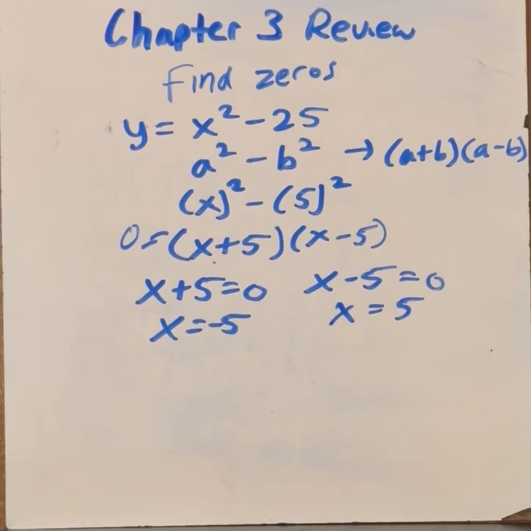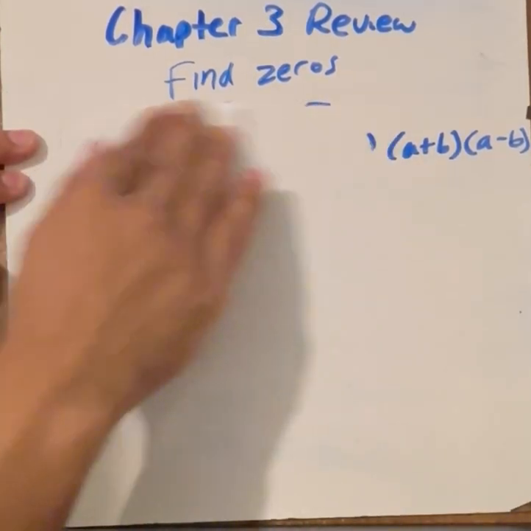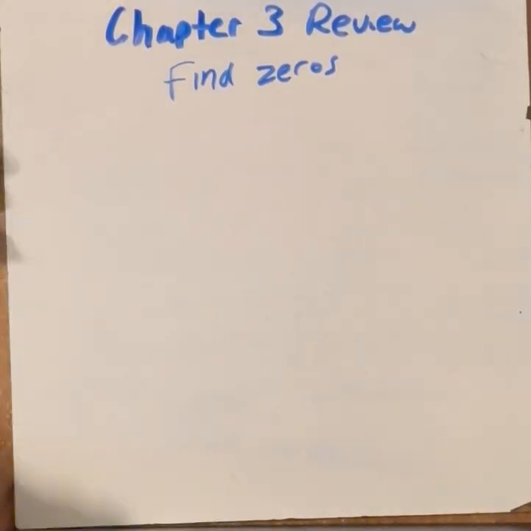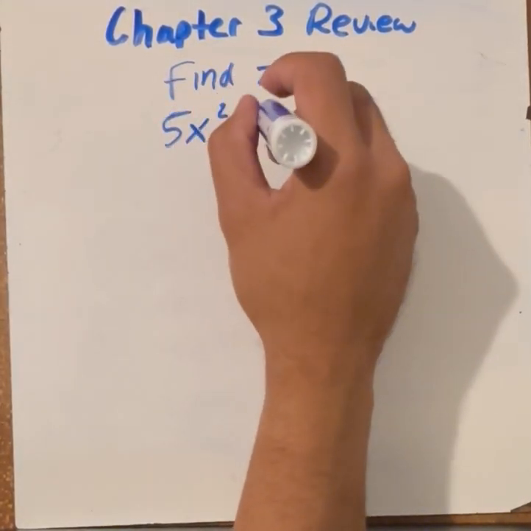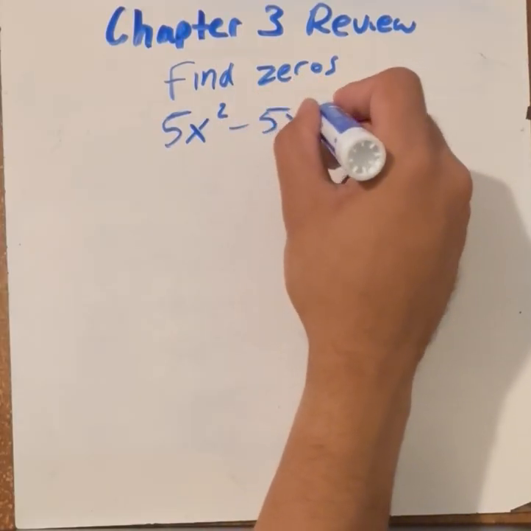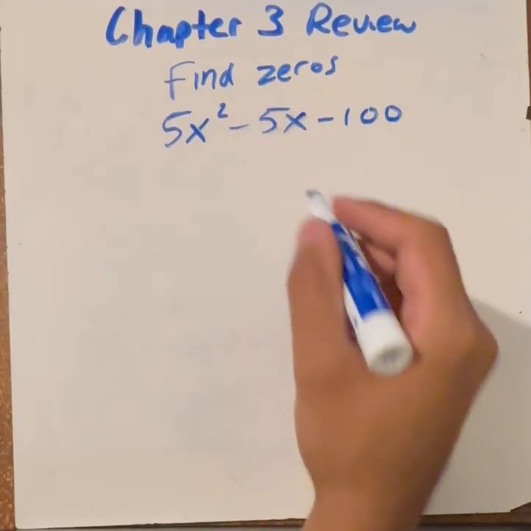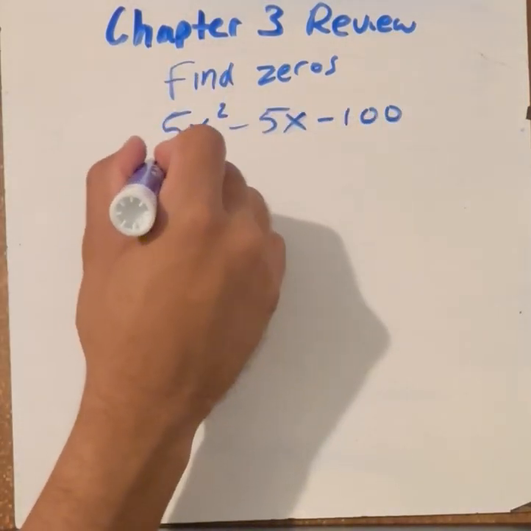Okay, let's take a look at a different question on finding the zeros. And this time we're going to have to factor. So 5x squared minus 5x minus 100. Okay, so we notice that all of these terms have a 5 in common, so we can take a 5 out of everything.